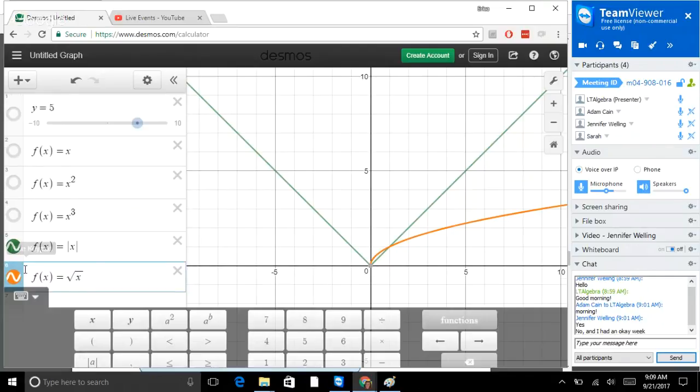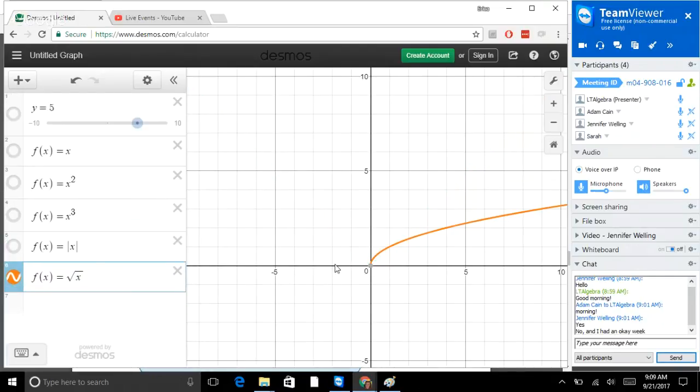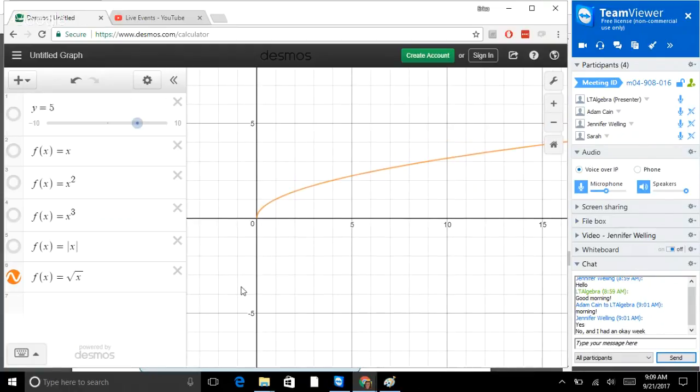Like I said, you can be playing with these on your calculator too. It's okay. What's interesting about the square root function is that our x values can never be less than 0. They can never be negative, right?